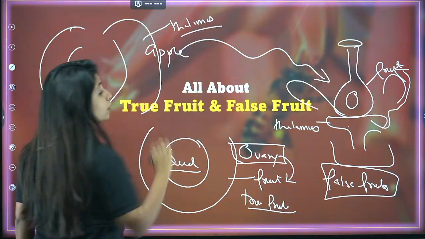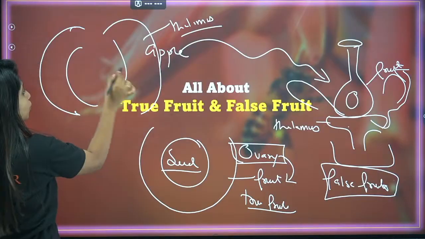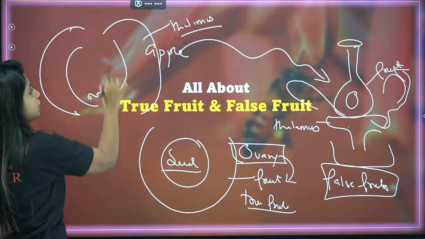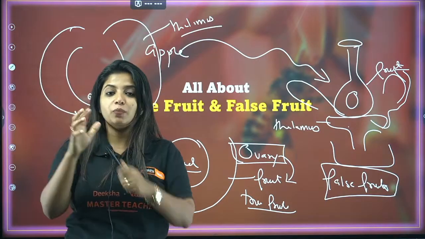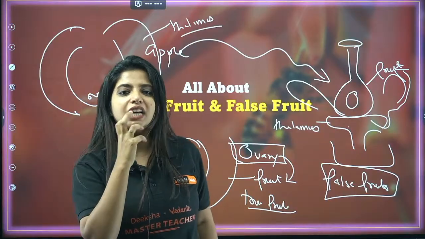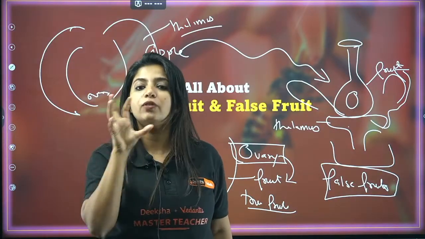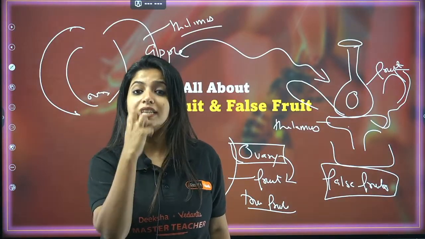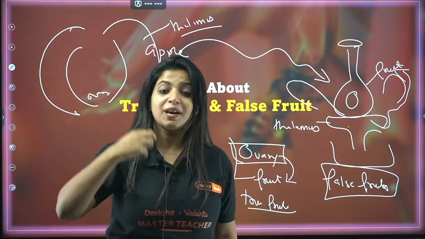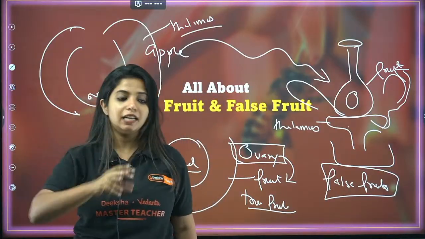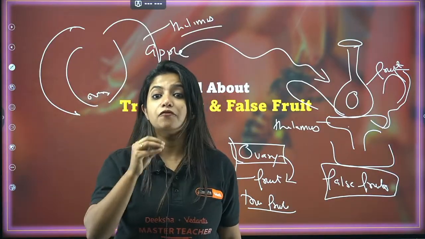So, ma'am, ovary does not take part. Ovary also takes part. The parts of the ovary are basically within, inside. You might have seen that it's very tough within, right? So, that is the part of the ovary. The rest of the part that we can easily eat is actually the thalamus, which is why we say that the apple is a false fruit.